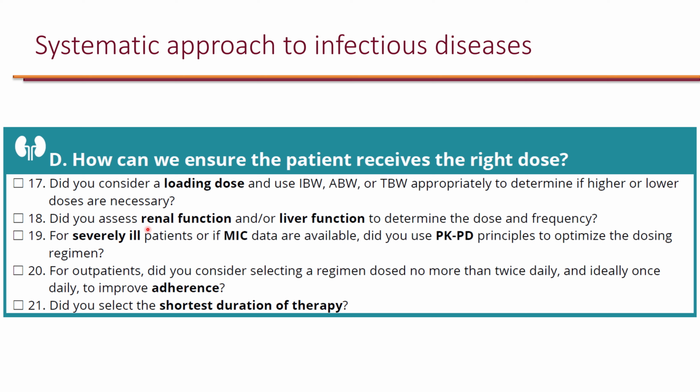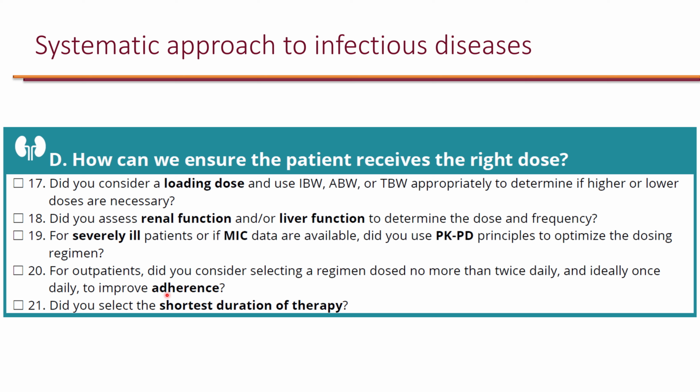And sometimes you need dose adjustments. So depending on renal function and liver function, you may need to adjust the dose based on that. And in severely ill patients, or any time that you have MIC data available, you want to optimize PK/PD. And I'll talk about what that means in a minute. For outpatients, you want to make sure you increase adherence. So in general, it's hard to improve adherence if you give the drug more than twice a day.